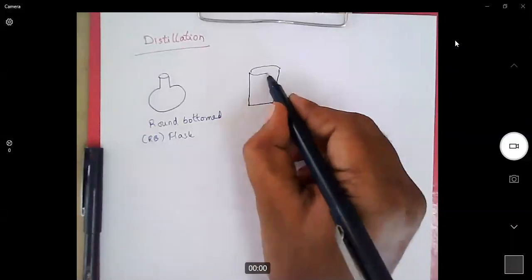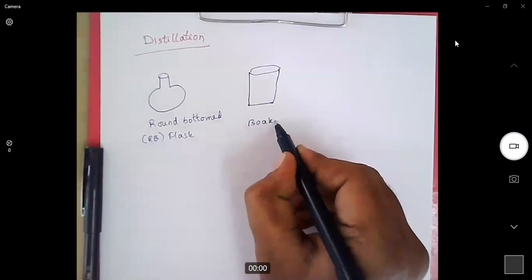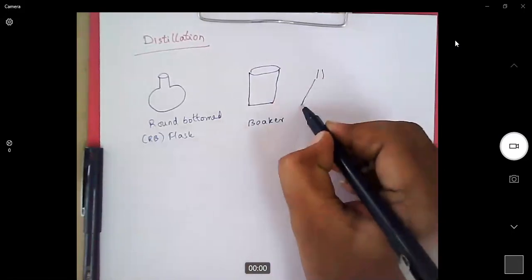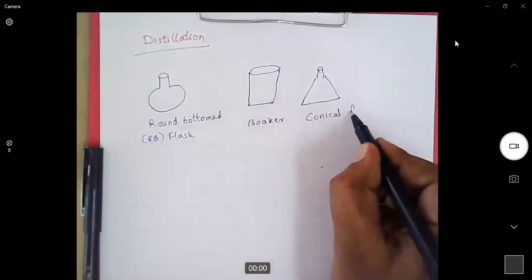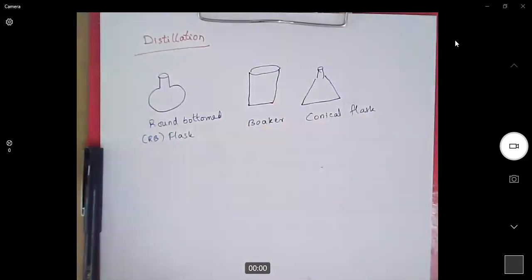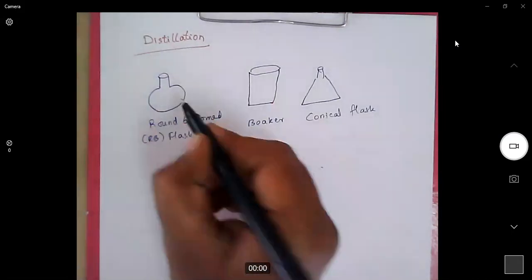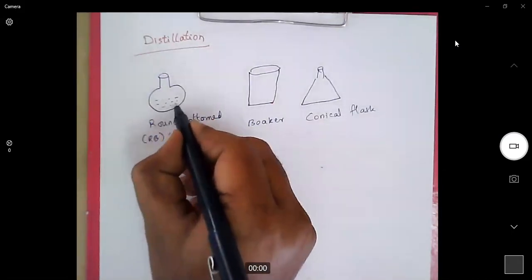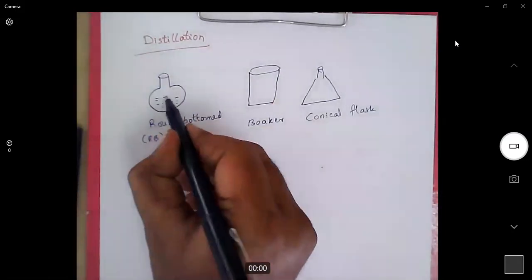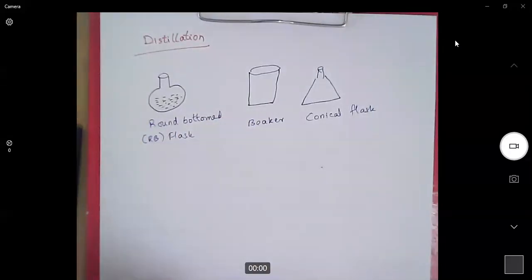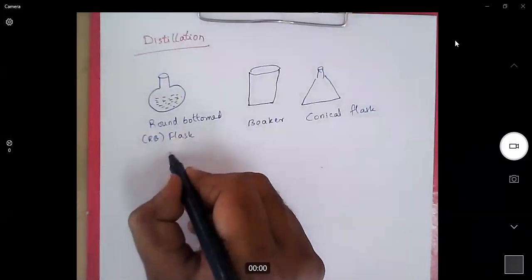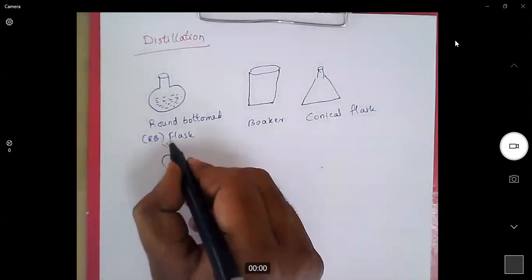This is called a beaker, and this is a conical flask. Now, in the distillation process, we will take a mixture of solvents, maybe 2 or 3, maybe more than that. Then the first thing is we need to heat this. How do we heat it? We generally heat it through flame.